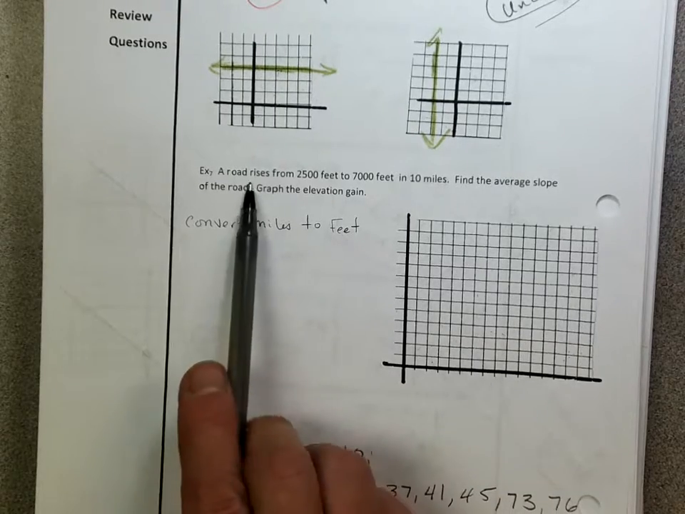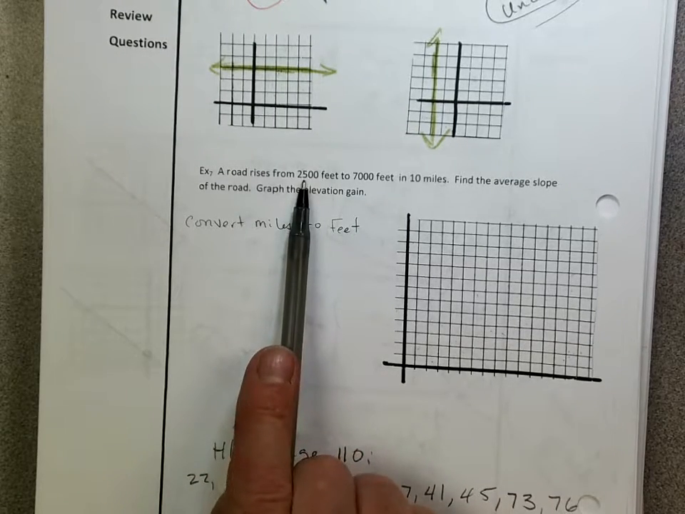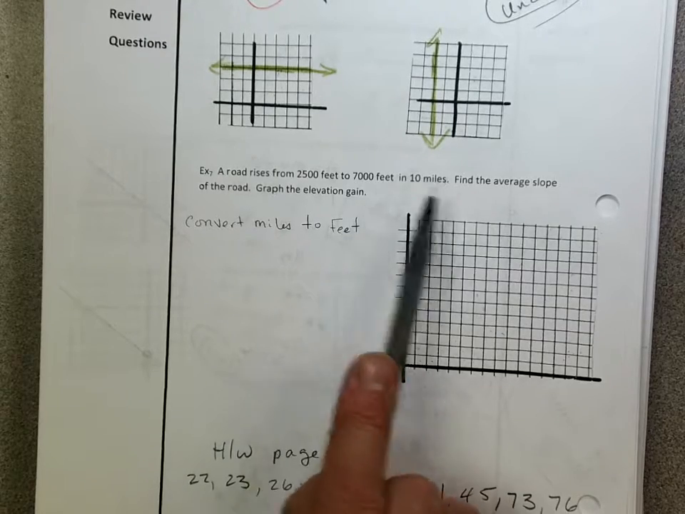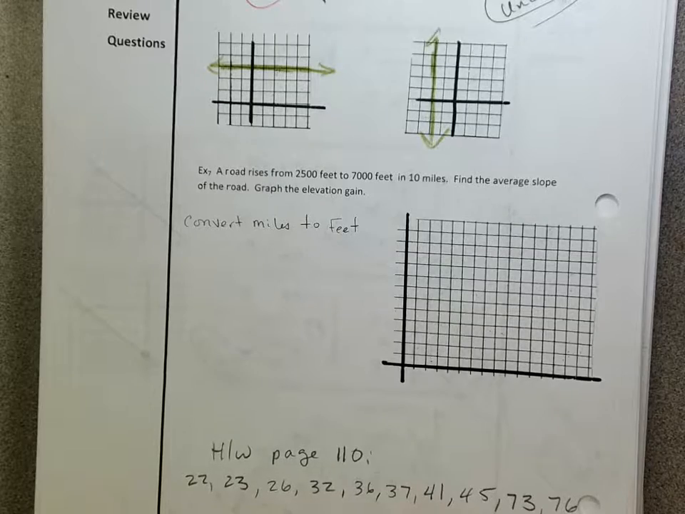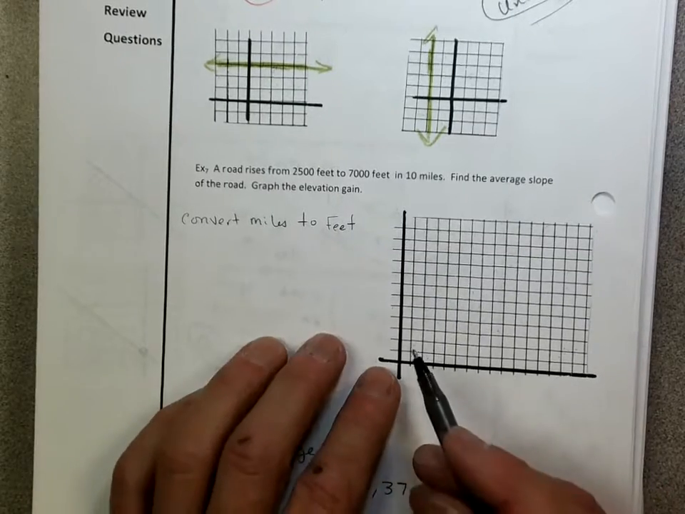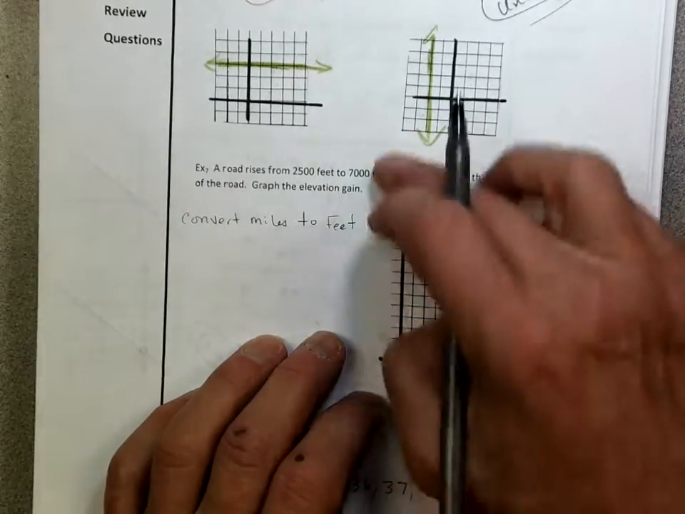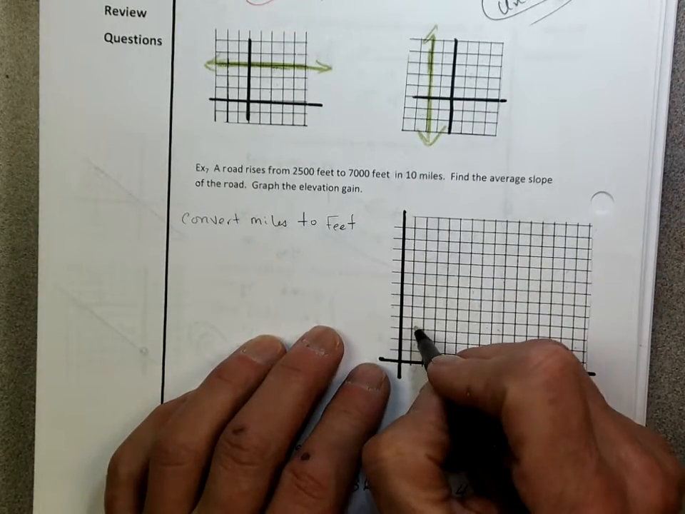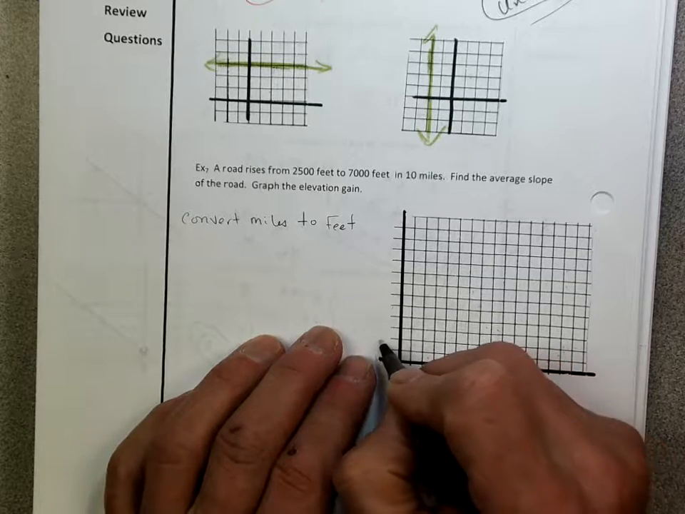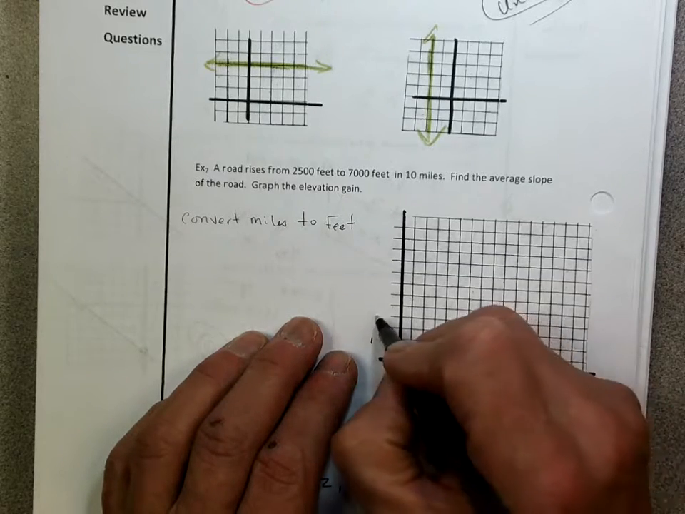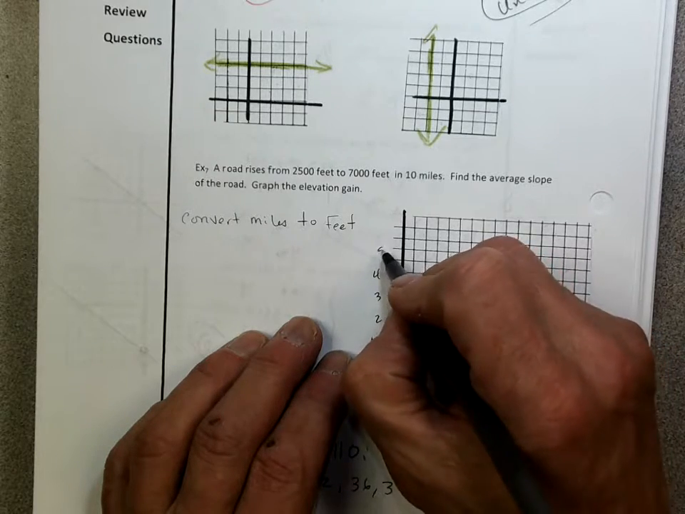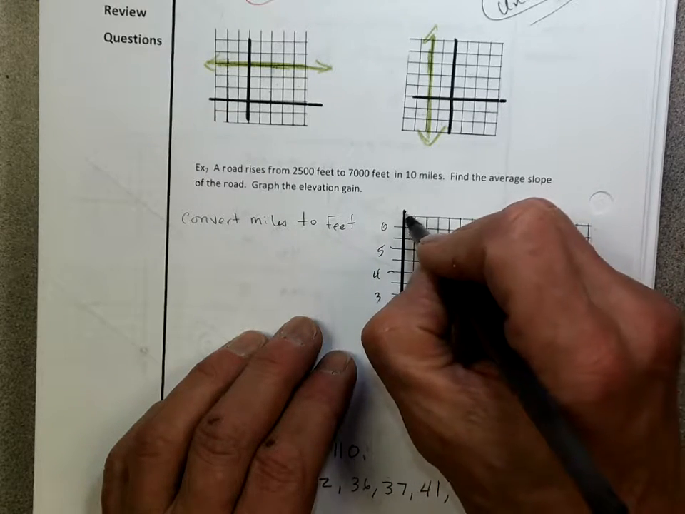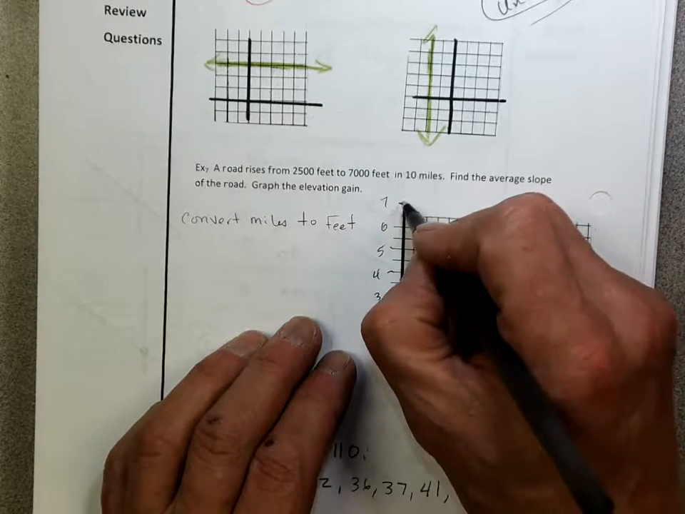Okay, so a road rises 2,500 feet to 7,000 feet in 10 miles. Find the average slope of the road. So graph the elevation gain. First of all, let's go ahead and put our feet here. I got to get all the way to 7,000, don't I? Maybe 1, 2, 3, 4, 5, 6, 7. Okay, how's that?